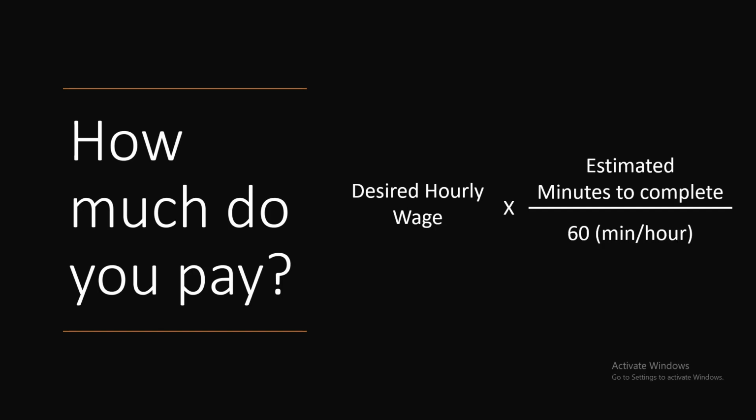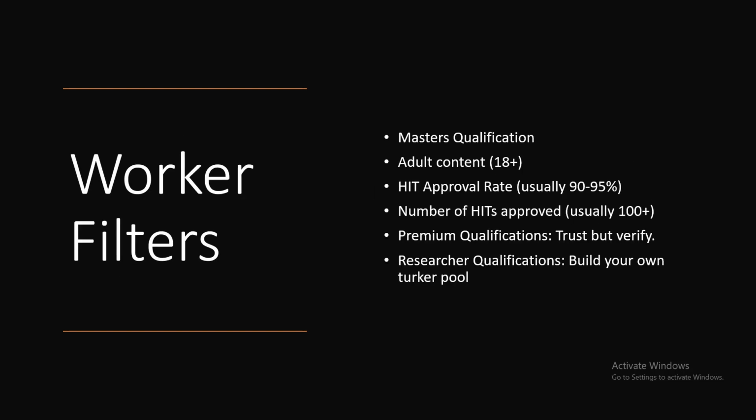The key here is thinking about what your desired hourly wage is, whether it's 15 bucks an hour, 20 bucks an hour. You want to take that, and then you want to multiply that by the time you think it's going to take to finish a study over the whole 60 minutes an hour thing. So if you want to pay 20 bucks an hour, and you think it's going to take half an hour to finish, you'll want to pay 10 bucks for the hit. But that's how you set your pay.